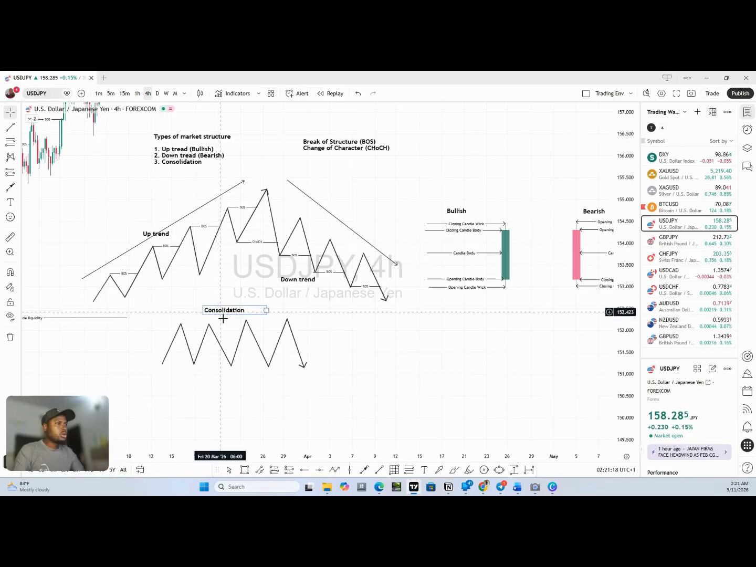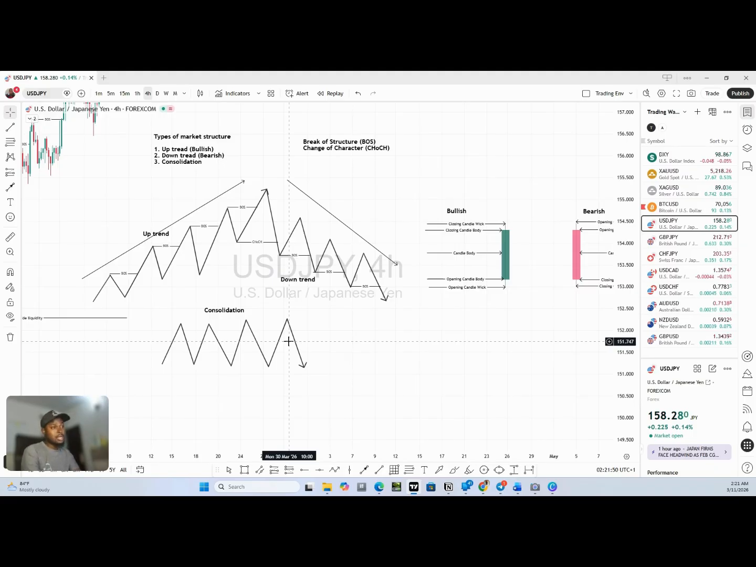The third one is consolidation. When the market is not an uptrend and it is not a downtrend, that means the market is just moving sideways. The market makers are not sure whether they are going to buy or sell. So in this situation, just avoid the market. If the market is consolidating, that means you don't know where the market is going.